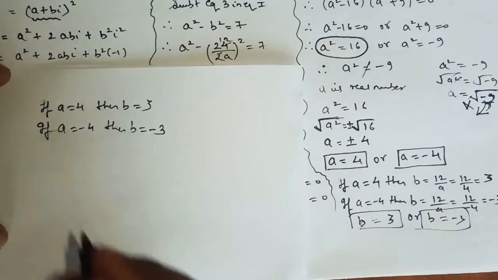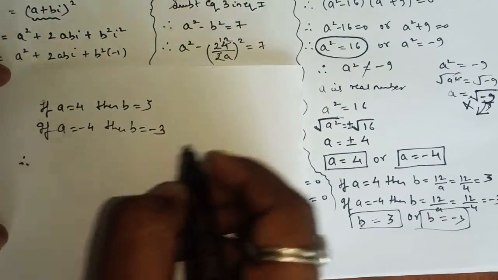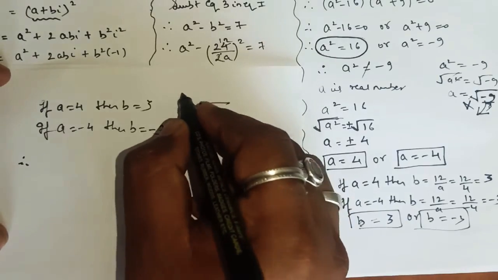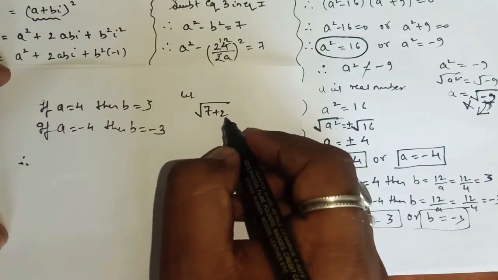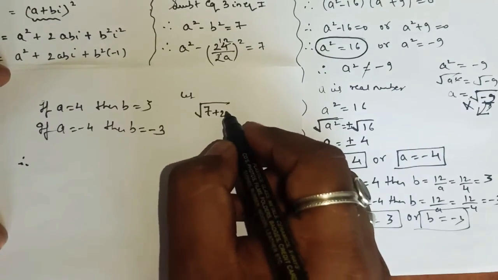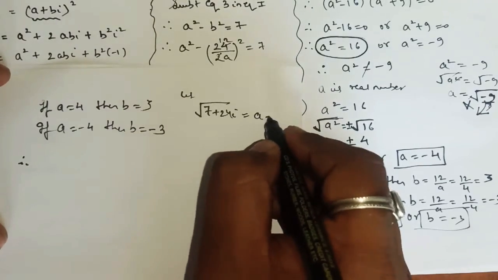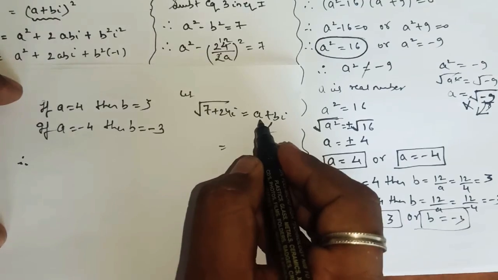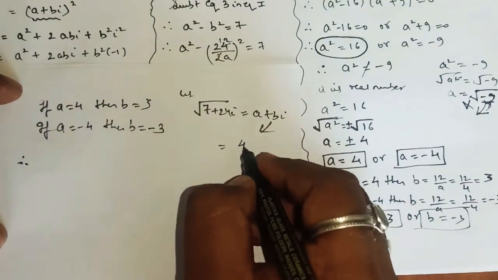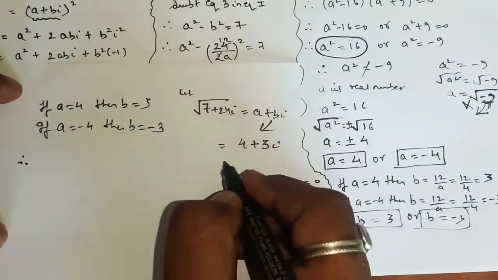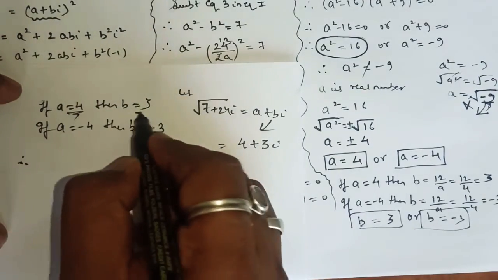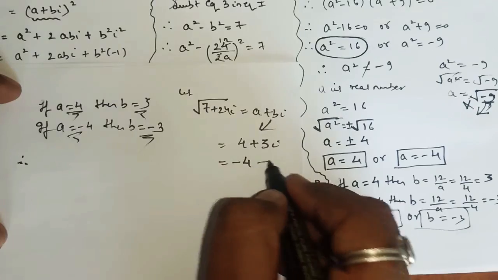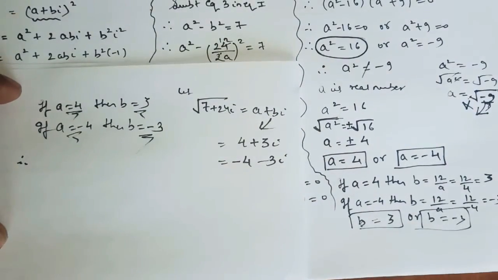Okay, so therefore, the square root we took, let square root of 7 plus 24i equals a plus bi. So here you will get two answers. We substitute a and b. One answer will be 4 plus 3i when you substitute the value of a and b. The second answer, when you substitute the value of a and b, will be minus 4 minus 3i.